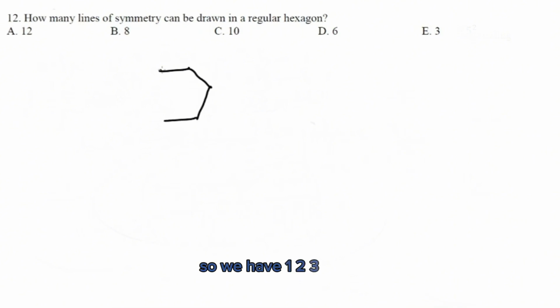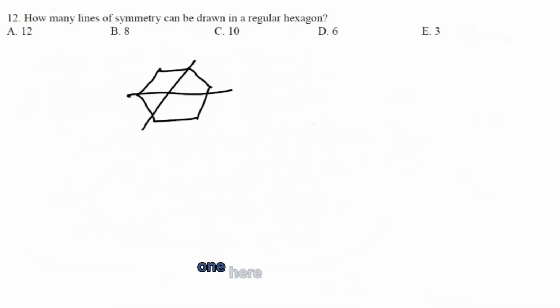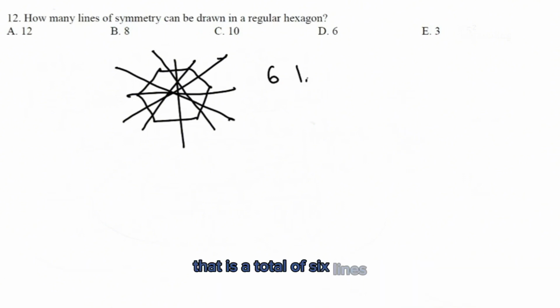Alright, so to solve these problems, you could either find the formula or draw it out. I prefer to draw it out, so let's draw it out. So we have 1, 2, 3, 4, 5, 6. So that's a hexagon. So how many lines of symmetry can be drawn? Alright, well it's 1 here, 1 here, and 1 here. But then you can also do 1 here, 1 here, 1 here. So that gives us a total of 6 lines of symmetry.